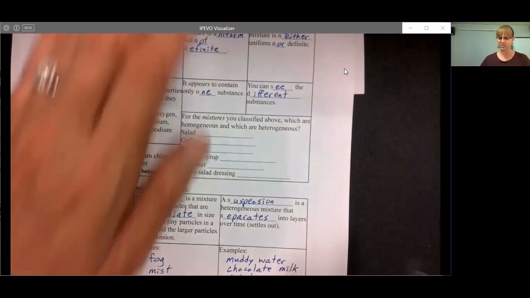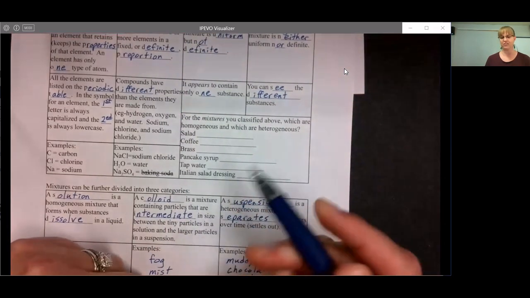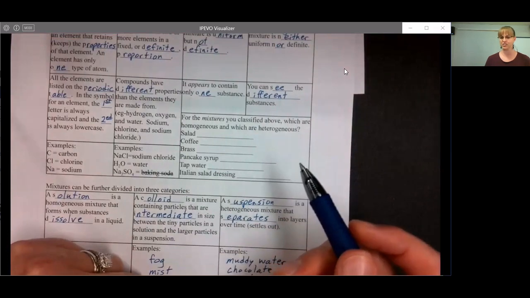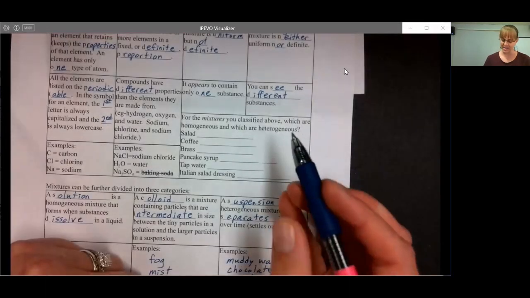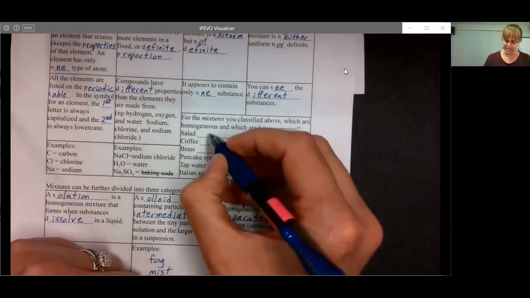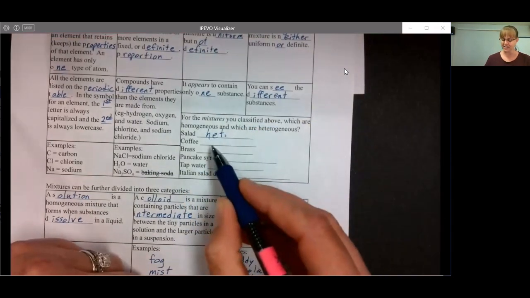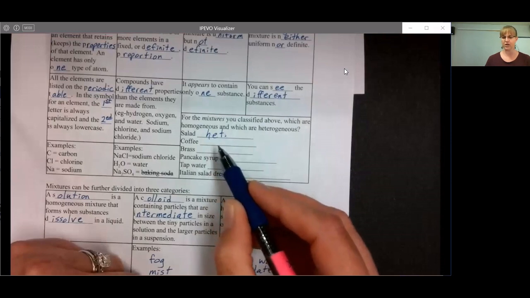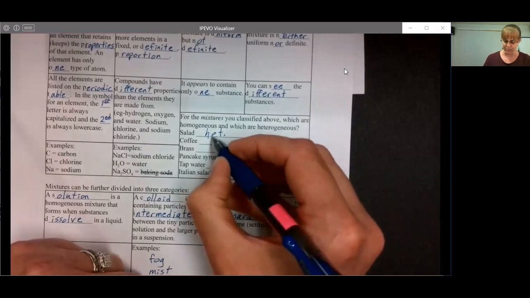All right, for these mixtures, now let's look at these other mixtures. Are these homogeneous or heterogeneous? Once again, pause your video and try to answer these questions. So a salad, you can see the different parts, the lettuce, the tomato, all that. So it is heterogeneous. Coffee, hopefully it's stirred up well. You don't have any coffee grounds. It's the same all the way through the cup. So that would be homogeneous.